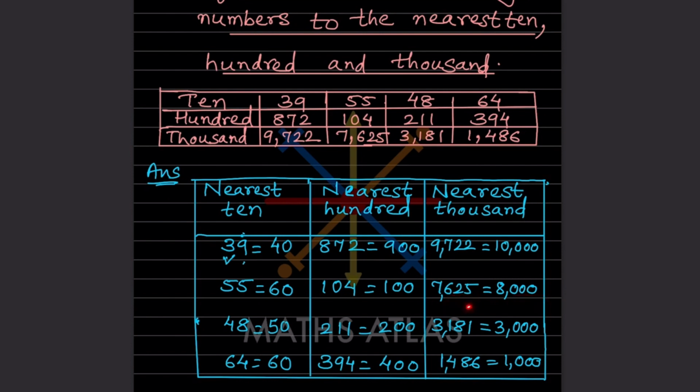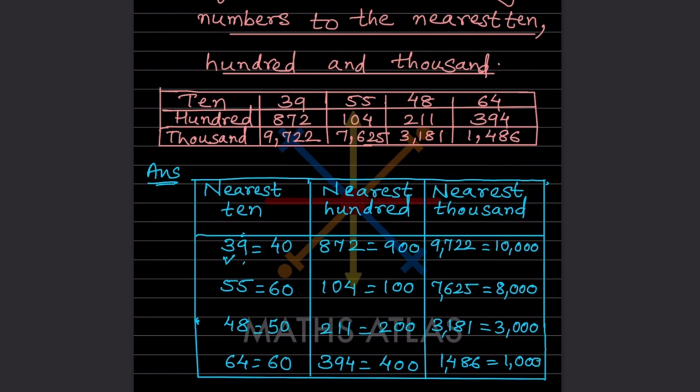Now we will go for the next number. Ones, tens, hundreds and thousands. Here you are going to concentrate on 3. This 1 means less than 5. So 3 remains the same. And these 3 zeros.